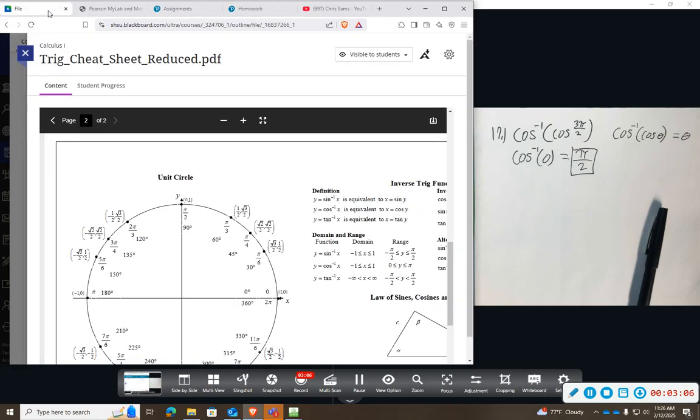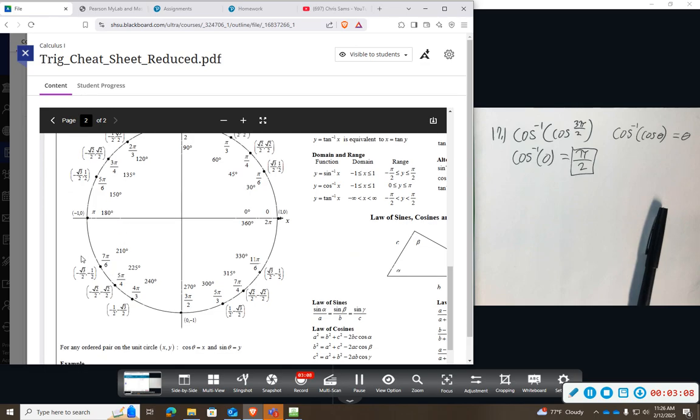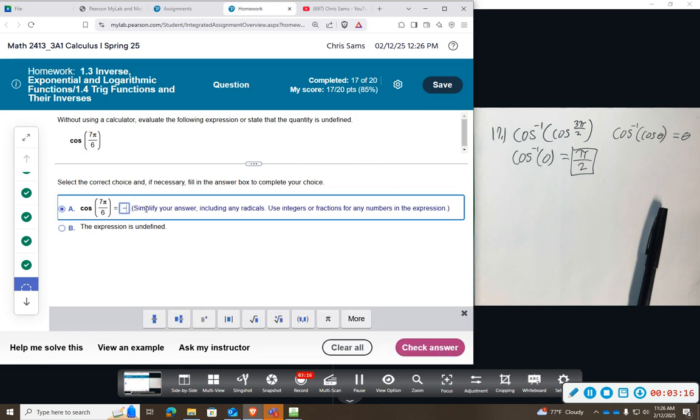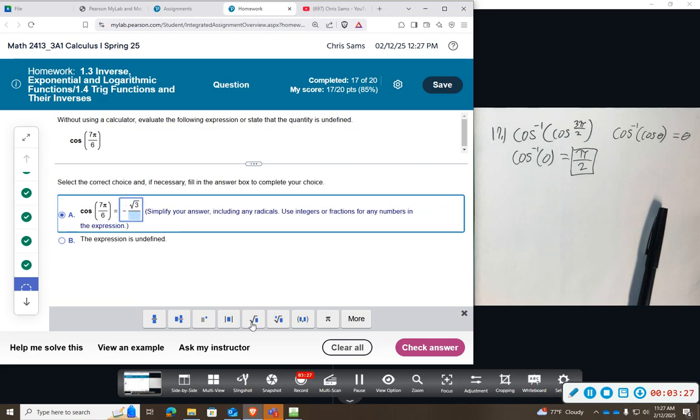So you will be here at this angle right here, and the x coordinate is negative square root of 3 over 2, so that's what we're looking for here. Negative square root, sorry, why was I saying 3 pi over 2? Negative square root of 3 over 2, not 3 pi over 2.